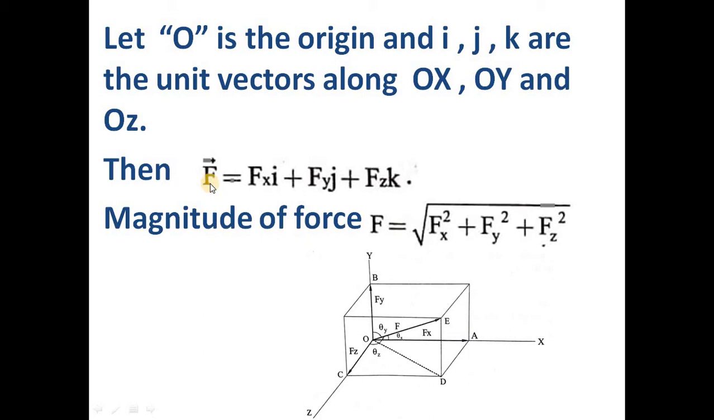Then F can be represented. The force F can be represented like this: Fx i plus Fy j plus Fz k, where Fx is the component of force F in the x direction, Fy is the component force in the y direction, and similarly Fz is the force in the z direction. It's a vector representation of the force. Its magnitude F can be found using the relation F equals root of Fx square plus Fy square plus Fz square. This is the relation for finding the magnitude of force.